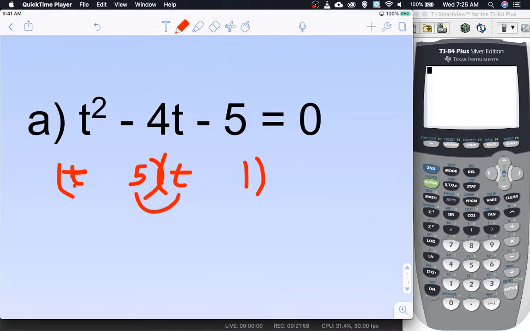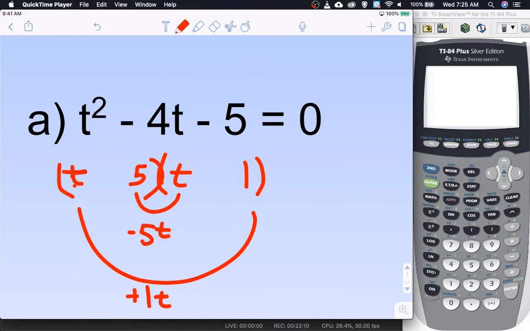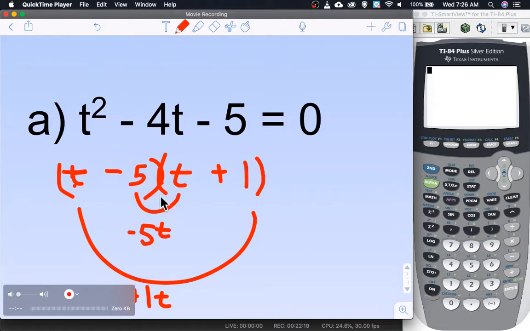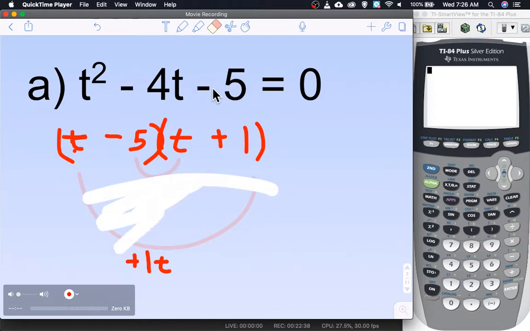That is a 5t. That is a 1t. Now, what would my signs have to be to make this work? To make this a negative 4, we'd need a negative 5 and a positive 1. I'm just going to double check. This middle term does work out. Negative 5 plus 1t. Negative 5 plus 1 is negative 4. Good. My lasts, negative 5 times by positive 1 is negative 5. So all's good. So there's my factoring.